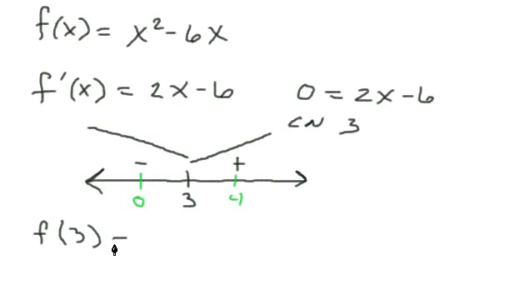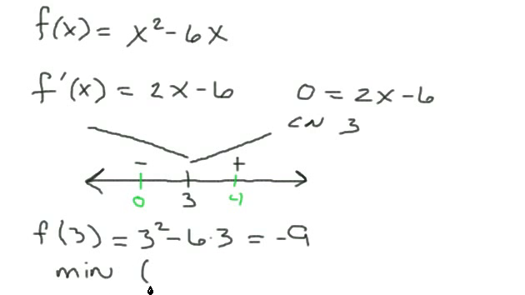So I'm going to plug 3 in, and we get 3 squared minus 6 times 3, and that's going to end up giving us, I think, negative 9. Okay, negative 9. So we're going to get a min, let's label it as a min, a minimum at 3 comma negative 9. Okay, the minimum's going to occur there.